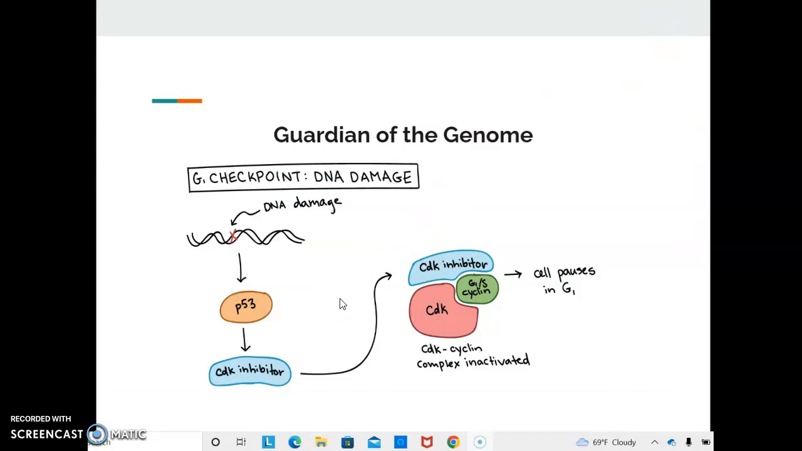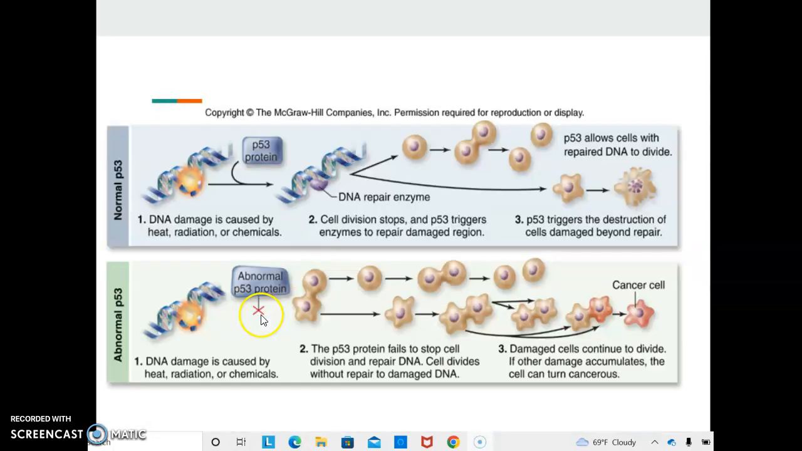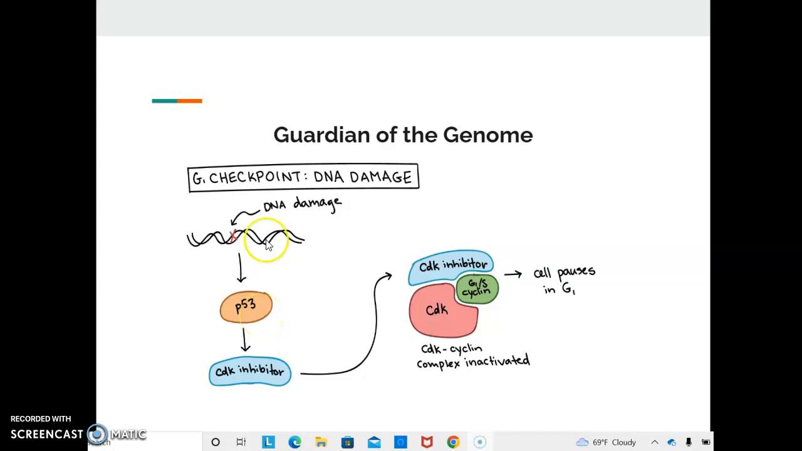So how does P53 work? This is a good example here. Notice that we have a checkpoint in damaged DNA, and P53 acts as an inhibitor to that CDK and doesn't allow it to take place. That's if there's damage, but if it's okay, it allows for the CDK cyclin complex inactivation, and it pauses in G1. So P53 plays an important role in how that's going to work. It's that checkpoint.